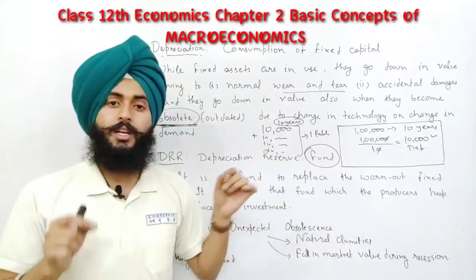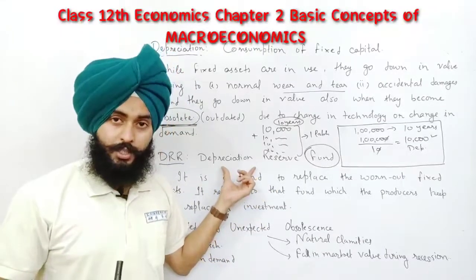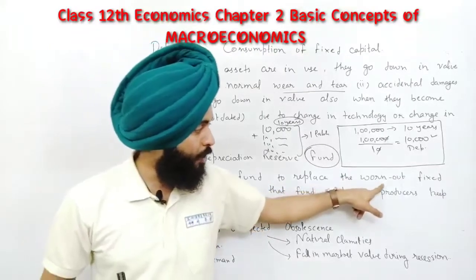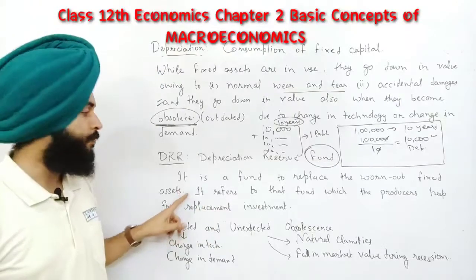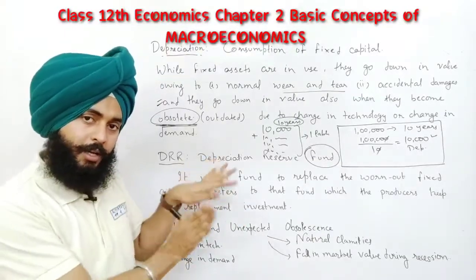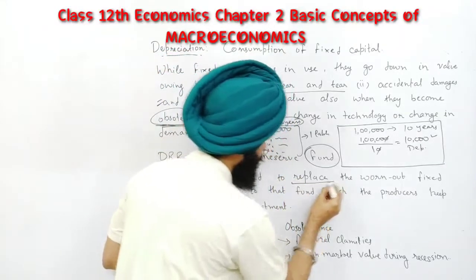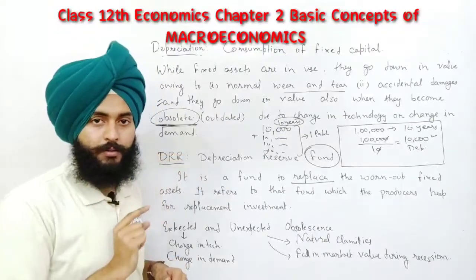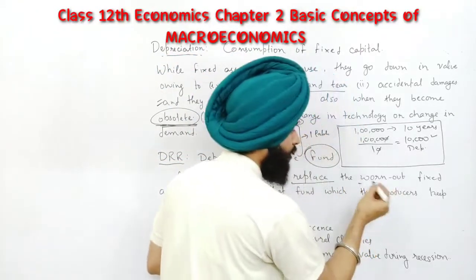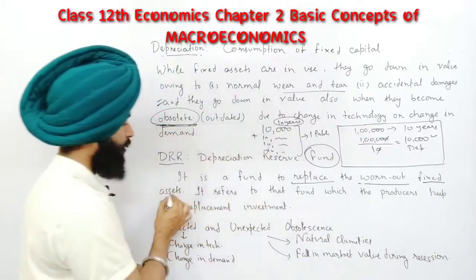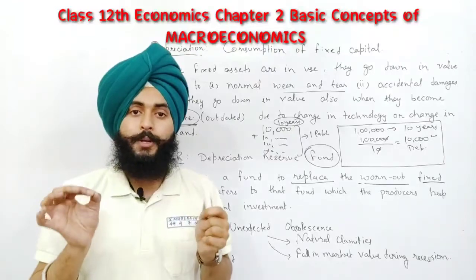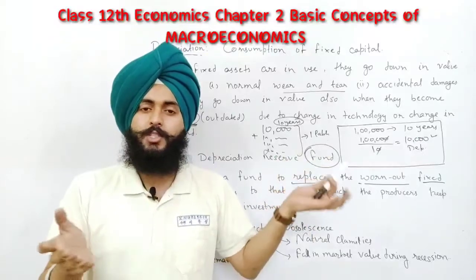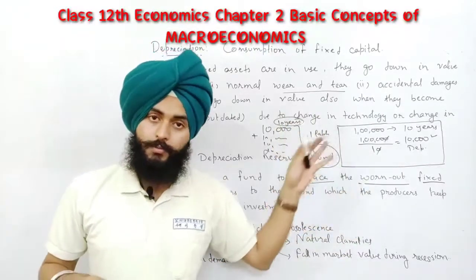डेप्रिसिएशन रिजर्व फंड, वी आर क्रिएटिंग अ रिजर्व फंड बिकॉज ऑफ द डेप्रिसिएशन. नाउ यू कैन अंडरस्टैंड द डेफिनेशन. इट इज अ फंड टू रिप्लेस द वॉर्न आउट फिक्स्ड एसेट्स. इट इज अ फंड, पैसे जमा करके साइड पर रखे हैं किसके लिए? टू रिप्लेस. इट मीन्स वी आर परचेजिंग अ न्यू वन टू रिप्लेस एन ओल्ड वन. क्या, किसको रिप्लेस करना है? द वॉर्न आउट फिक्स्ड एसेट. वॉर्न आउट मीन्स डेप्रिशिएटेड, खत्म हो गई होगी. द वैल्यू ऑफ दैट एसेट मस्ट बी जीरो. दैट्स वाई वी आर सेइंग वॉर्न आउट.